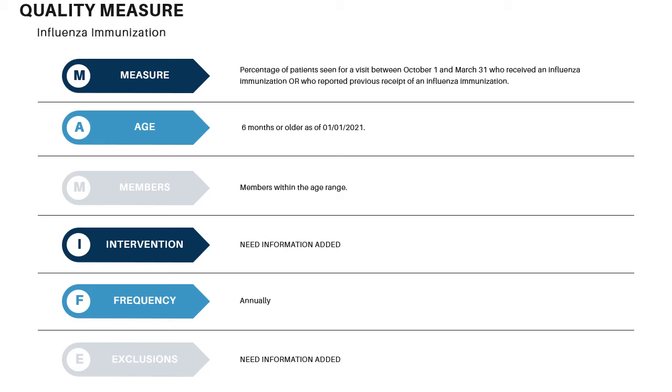The first and most important step in preventing flu is to get a flu vaccine each year. Flu vaccine has been shown to reduce flu-related illness and the risk of serious flu complications that can result in hospitalizations or even death. This measure includes patients who are 6 months of age or older. The numerator is based on the number of members within the age group who received an annual flu vaccine for seasonal flu.